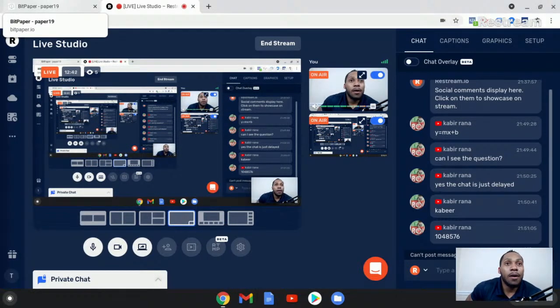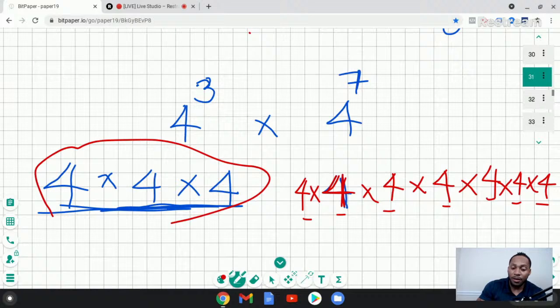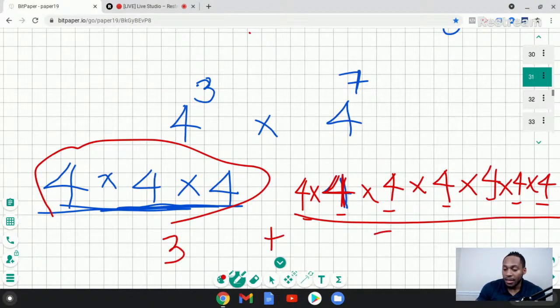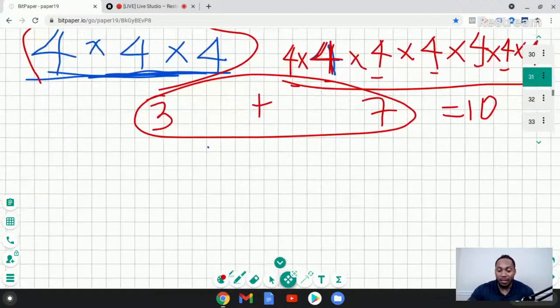So how many 4s do we see here? There are 3 on this side, plus 7 on the other side. So we see 10 4s. So what does that equal in terms of exponents? It's 4 to the 10th. So it's 4 multiplied by itself 10 times, which is 4 to the 10th.